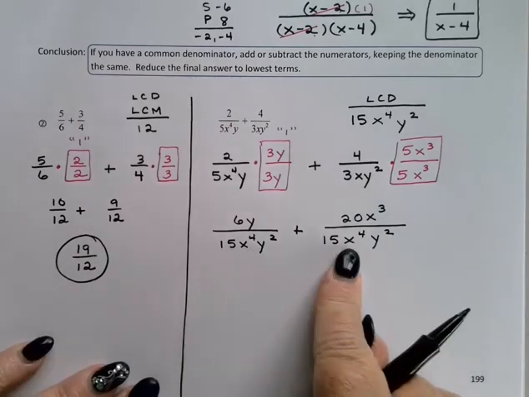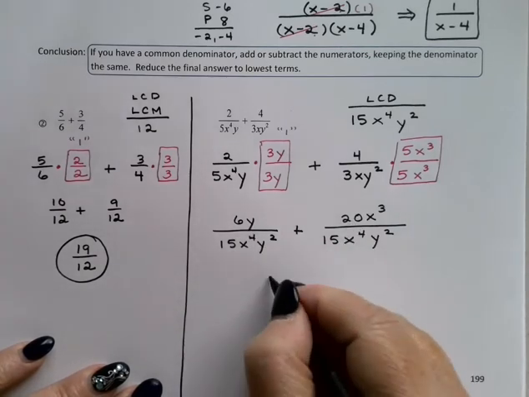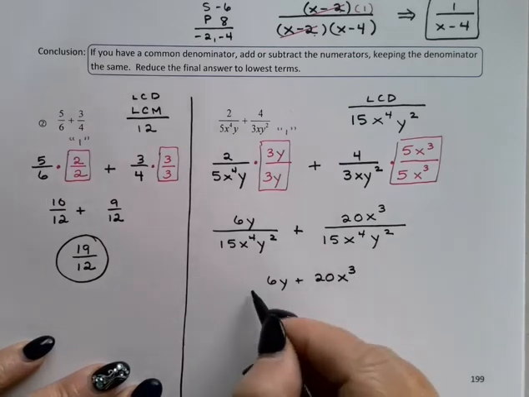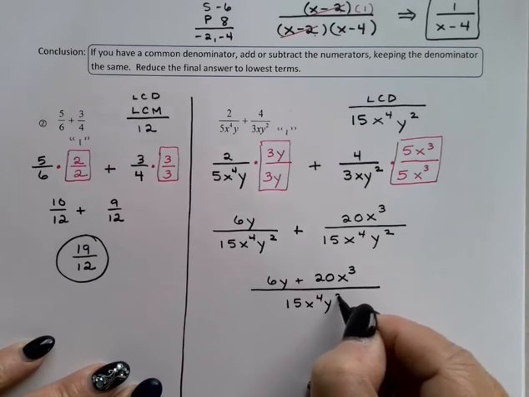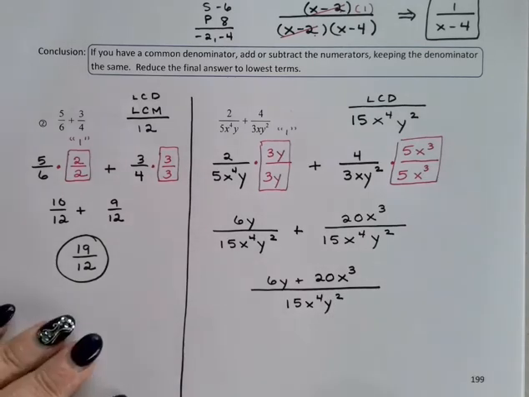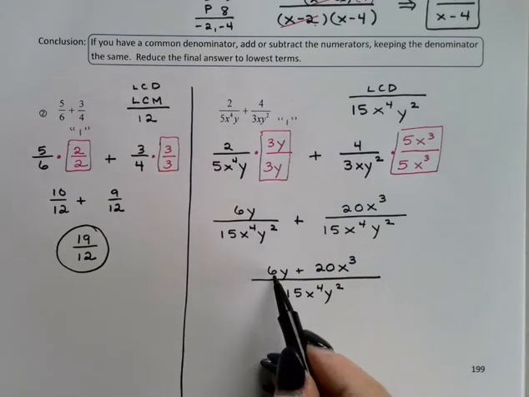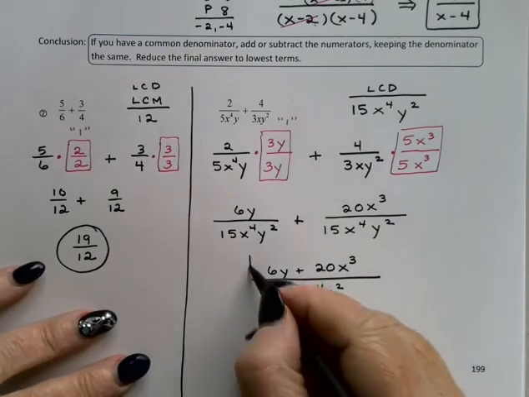Now that we have a common denominator, we can combine the two fractions. These aren't like terms on top, so the best I can do is just write them separately: 6y plus 20x cubed over that common denominator. As far as checking to see if that's in lowest terms, I could factor a 2 out of the numerator, but 2 doesn't divide into 15, so that's not going to give me anything. And since these are add-ins, there's nothing I can do with the x's and the y's. So I'm just going to go ahead and leave it in that form.